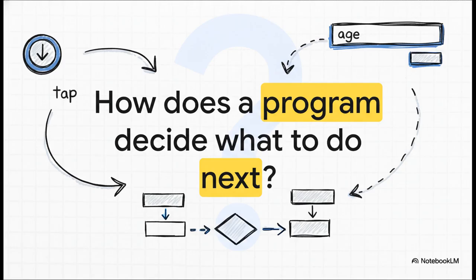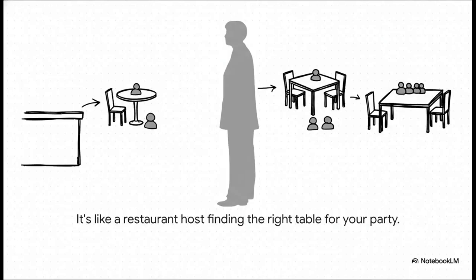It's all about logic. The best way to picture this is to think about a host at a restaurant. They don't just point you to a random table. Nope, they follow a simple set of rules. Are you a party of one? Okay, you go to the counter. Party of two? Let's find you a small table. Anything bigger? You're getting a large table. Computers do the exact same thing, they just use data instead of people.